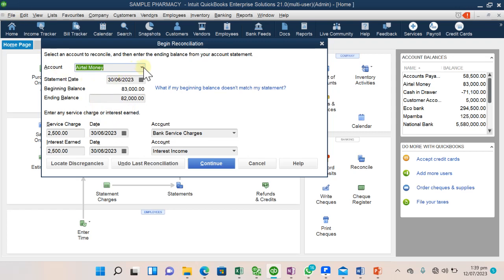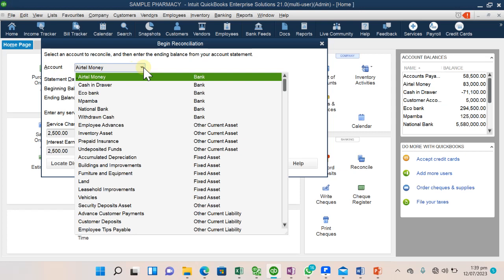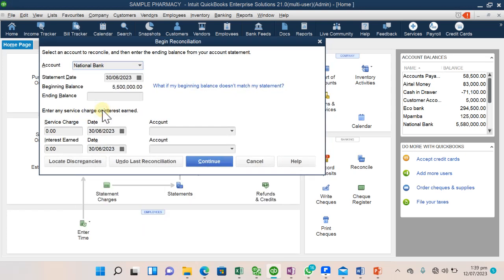Now, first make sure you have selected the correct account in which you want to reconcile. So here we are taking a sample of National Bank, and we have this ending balance. This is the beginning balance. This beginning balance is the balance you reconciled to last month. So this is 5.5 million, and as you can see here, National Bank is 5.580 million. So this value is what our system is tracking.